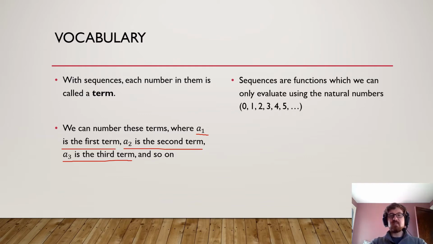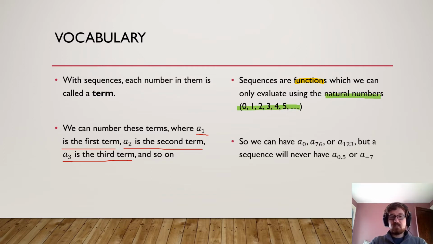So, sequences are functions. That's pretty important. So all the same rules that we know about functions still apply here. The only thing is you can only plug in the natural numbers. Natural numbers are 0 and the positive integers. So you can have an A0, A76, A123, but you're never going to have an A of a decimal or a negative number or any nonsense like that. Typically for our class, we're going to start at A1 as the first term.